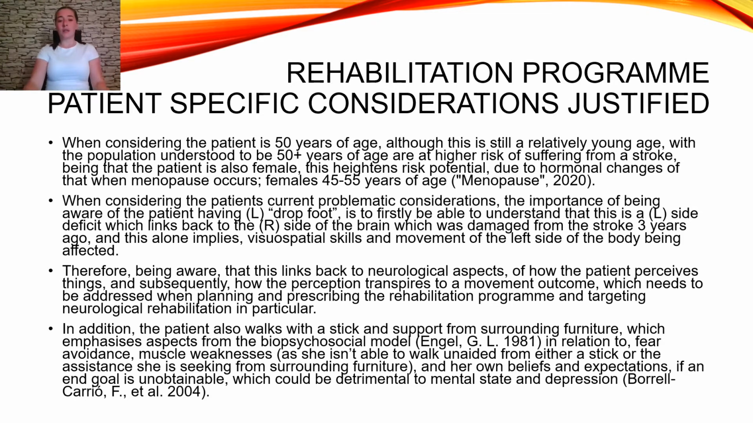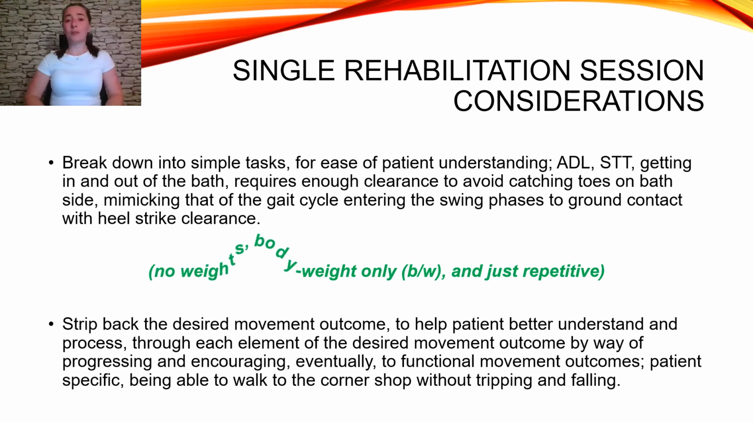In addition, the patient also walks with a stick and support from surrounding furniture. This also emphasises aspects of the biopsychosocial model. She shows signs of fear avoidance and uncertainty, and her own belief that her end goal is unobtainable is quite detrimental to her mental state and depression. It is important to bear in mind that exercises need to be repetitive and neurological rehabilitation is crucial for relearning and helping to make changes, whilst we also need to home in on the patient's end goal.